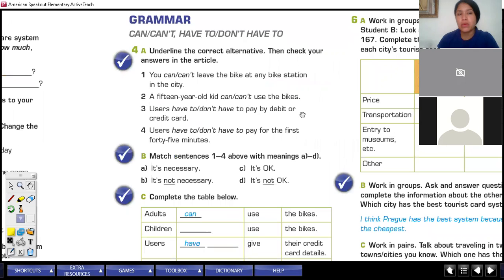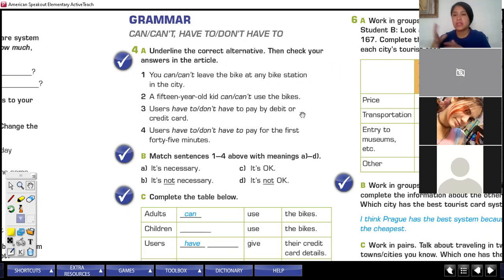We worked with can, can't, have to, and don't have to. And remember the differences between saying that you can do something or you don't have to do something. For example, just to recap or review what we were doing in the last class: what would be the difference if I say you can't bring anything for the meeting? What does it mean? What is the intention?